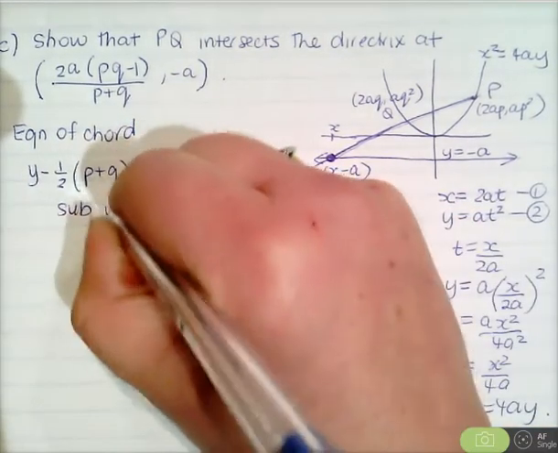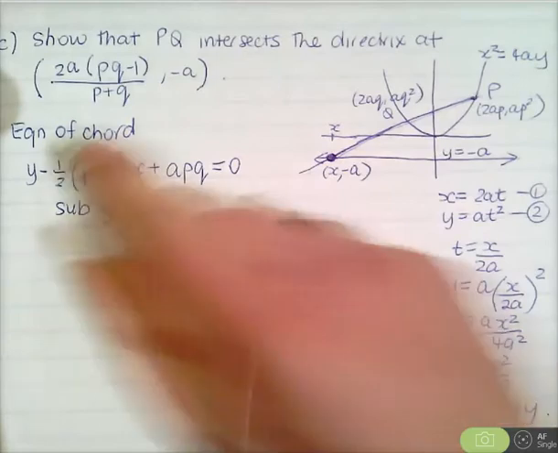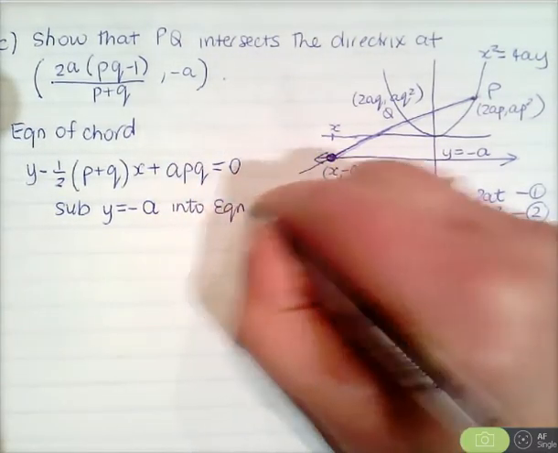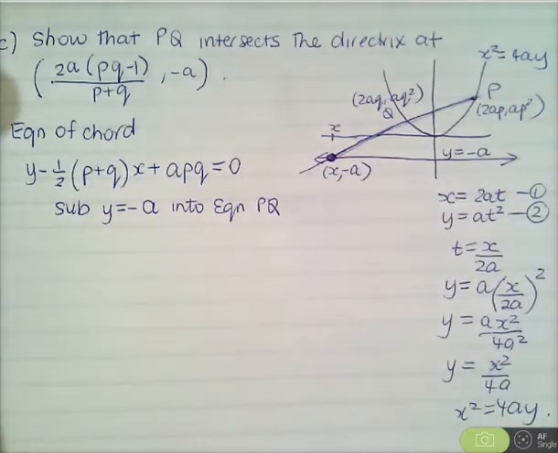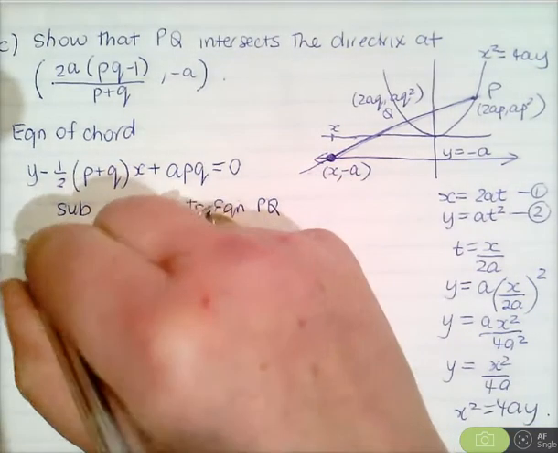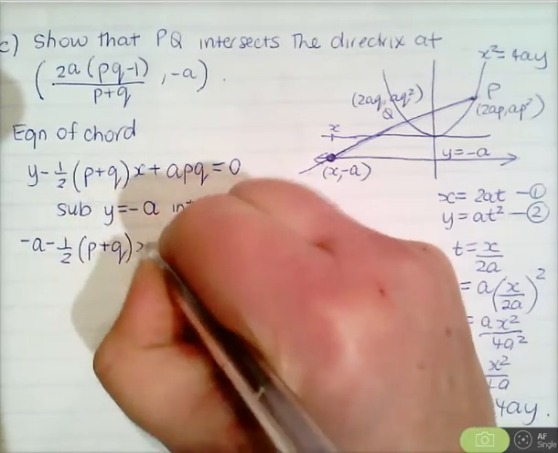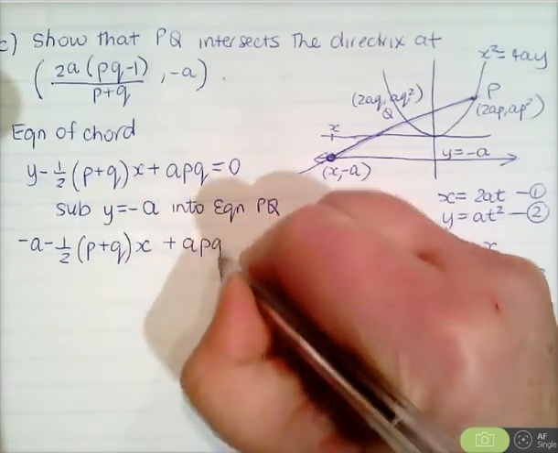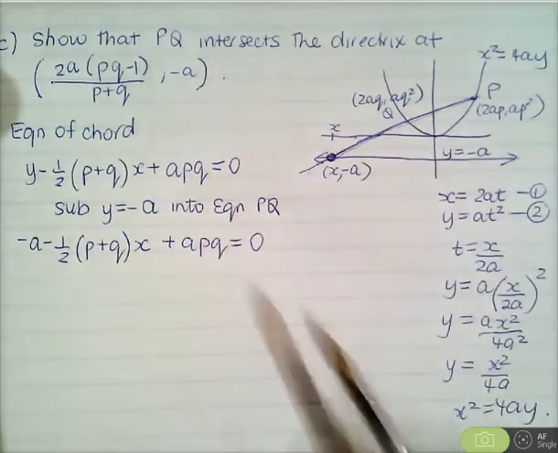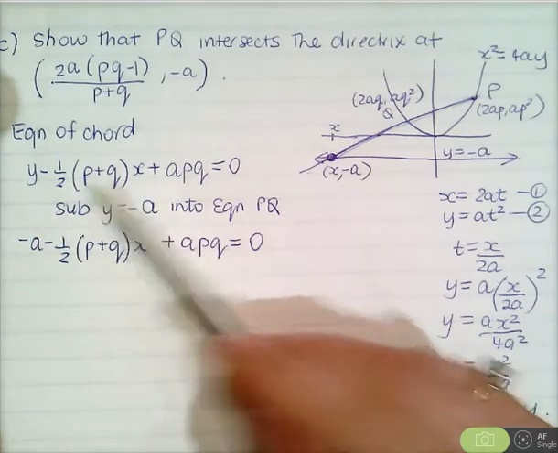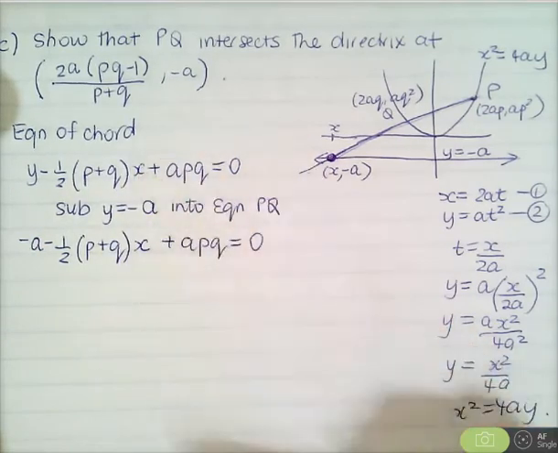We will substitute y equals negative a into that equation of the chord, into the equation of PQ, and that will give us, when we put that in, negative a minus a half bracket p plus q times x plus apq is 0. So when we substitute y equals negative a in here, we can then rearrange the equation to find what x is.